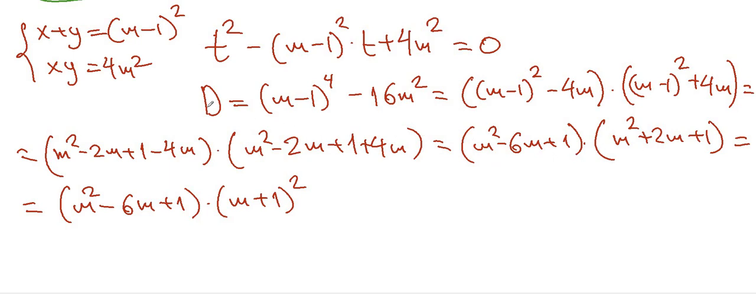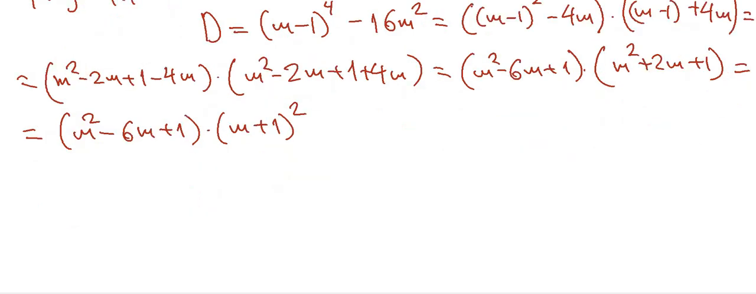Since we are looking for all natural solutions of x and y, here we have to note that m is also a natural number. So therefore we see that this one is a perfect square, and m² − 6m + 1 also must be a perfect square. Then let me set that m² − 6m + 1 is equal to n². Now here let me rearrange the left hand side of this equation.